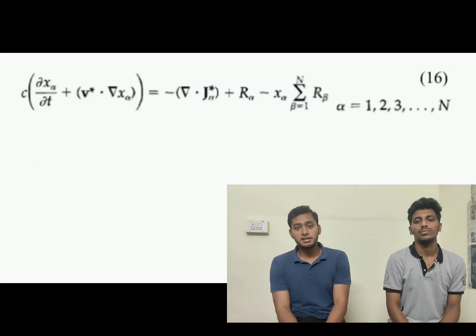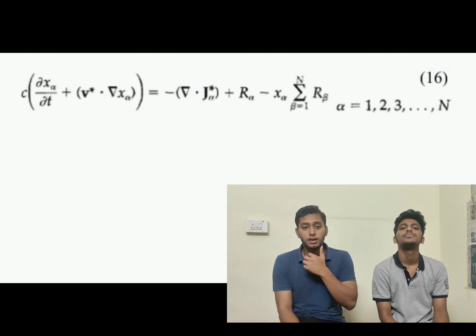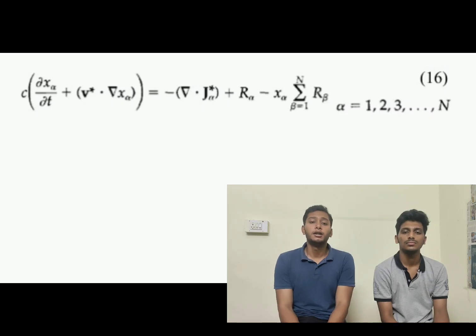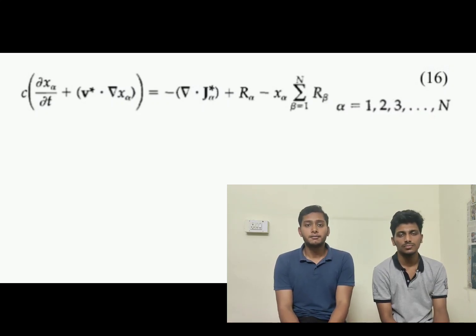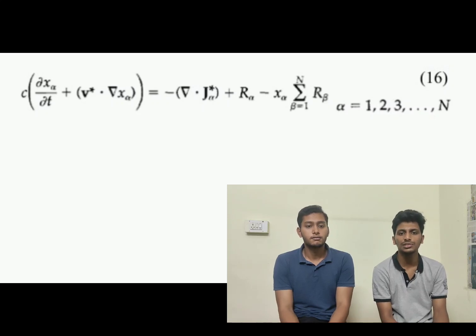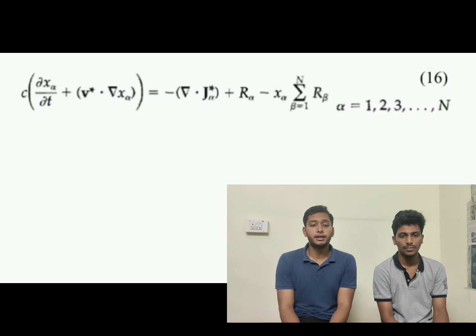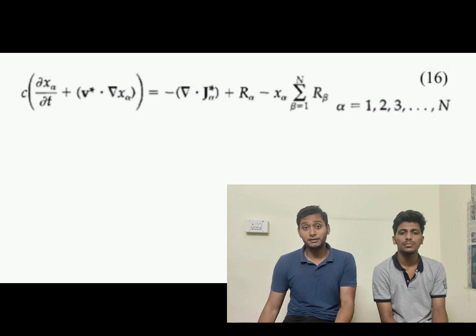The final species conservation equation becomes C times ∂xα/∂t plus V* dot ∇xα is equal to ∇ dot Jα* plus Rα minus xα times the summation over β equal to 1 to n of Rβ. Here xα is the concentration of α particles divided by the total concentration of the species, the mole fraction, and the last term accounts for how the total mole count changes due to reaction. This is perfect for multi-component reacting systems, compression, atmospheric chemistry, drug delivery, you name it.